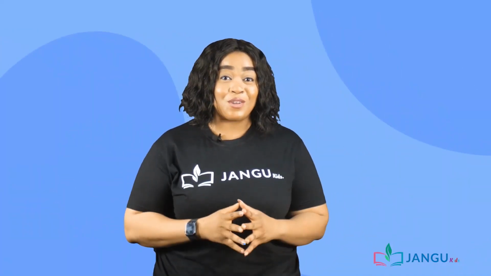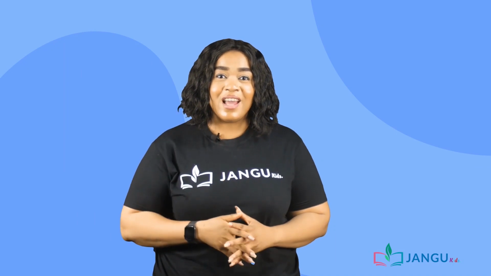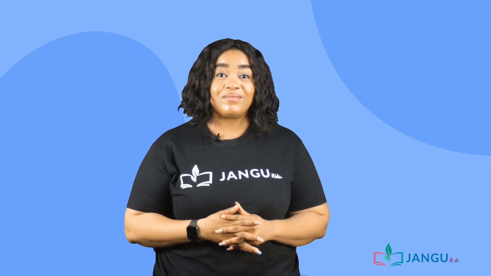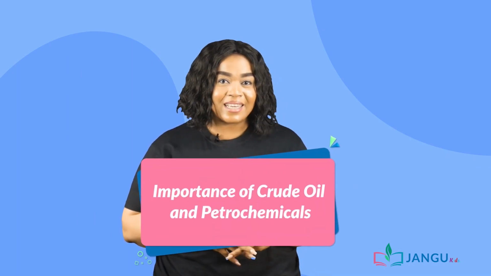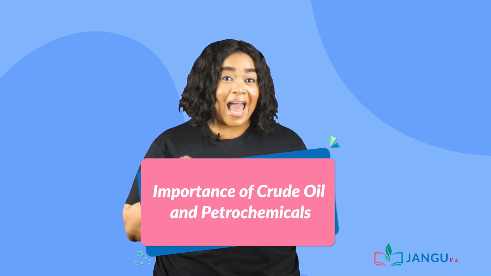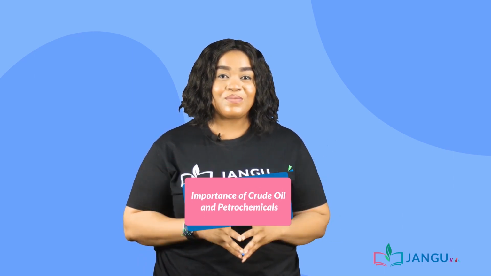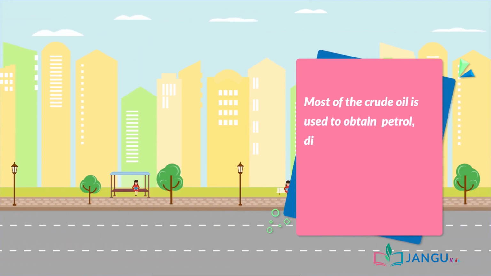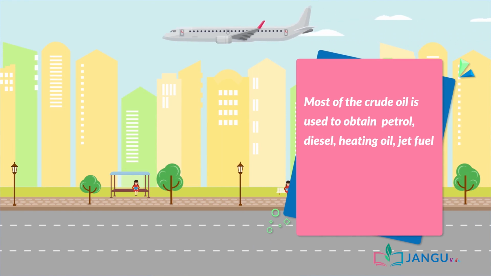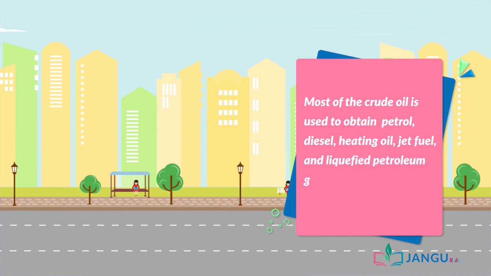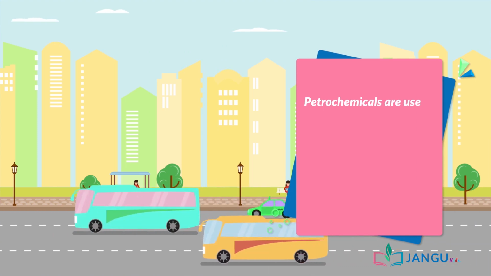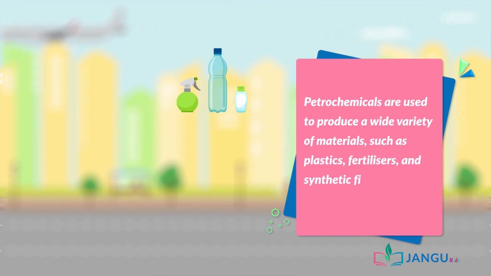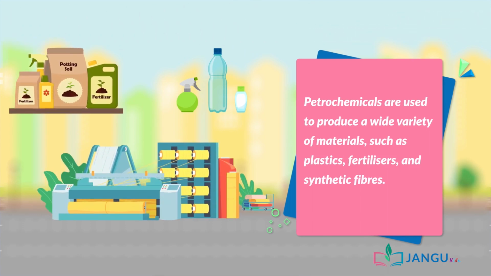I'm sure with what you've learned so far, you can guess that crude oil and petrochemicals are important in today's world. However, let's take a look at some importance of crude oil and petrochemicals. Most of the crude oil is used to obtain petrol, diesel, heating oil, jet fuel, and liquefied petroleum gases. Petrochemicals are used to produce a wide variety of materials such as plastics, fertilizers, and synthetic fibers.